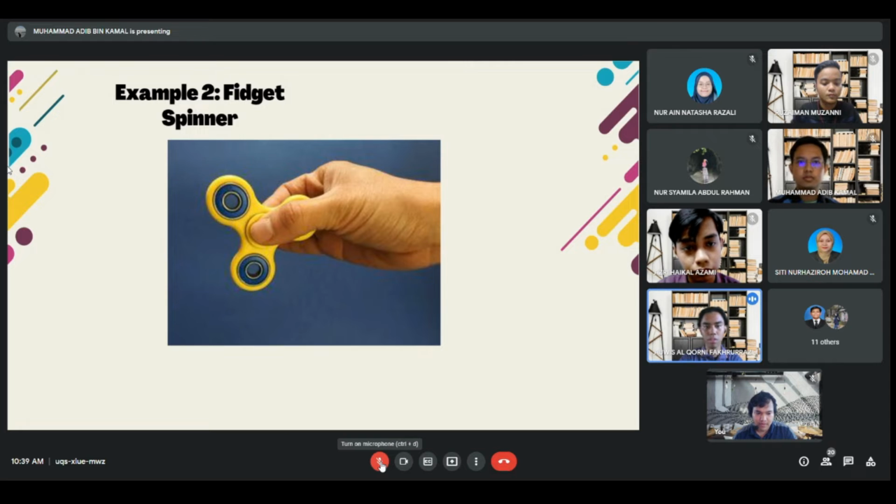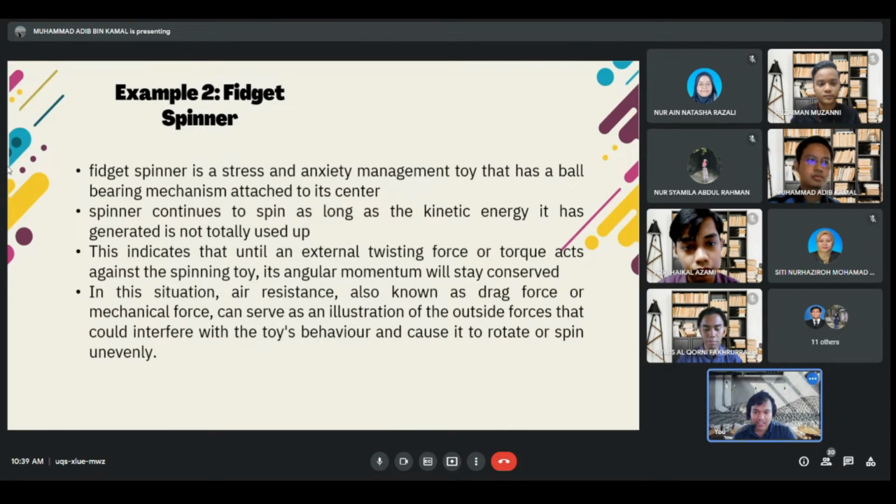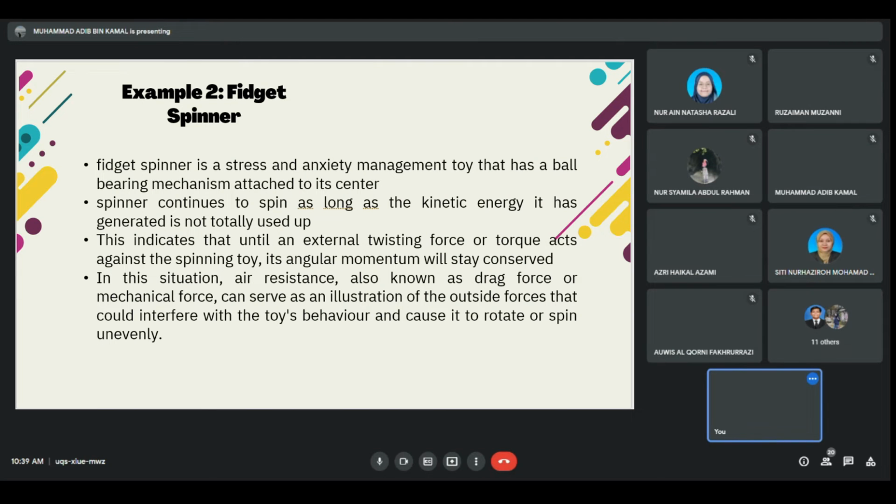Now we move to Zulharmi Takzim for the second example. Thank you, Awis. So the next slide is example 2, the fidget spinner. In general, a fidget spinner is a stress and anxiety management toy that has a ball bearing mechanism attached to its center, and a plastic or metallic frame that conceals the internal mechanical design of the toy.